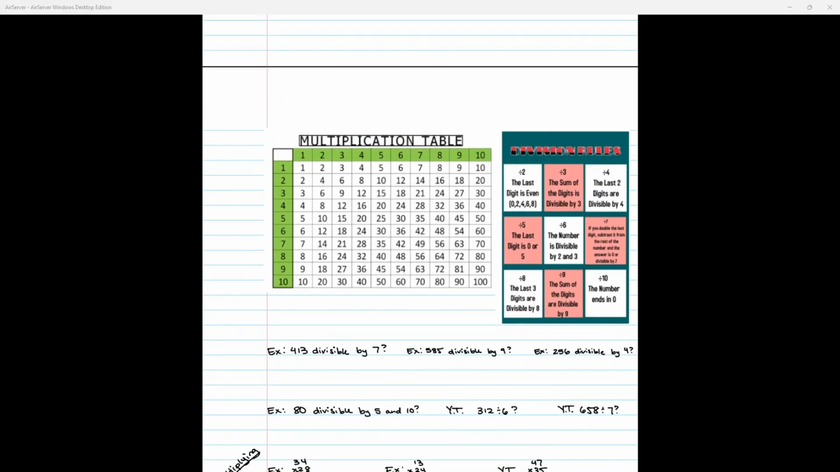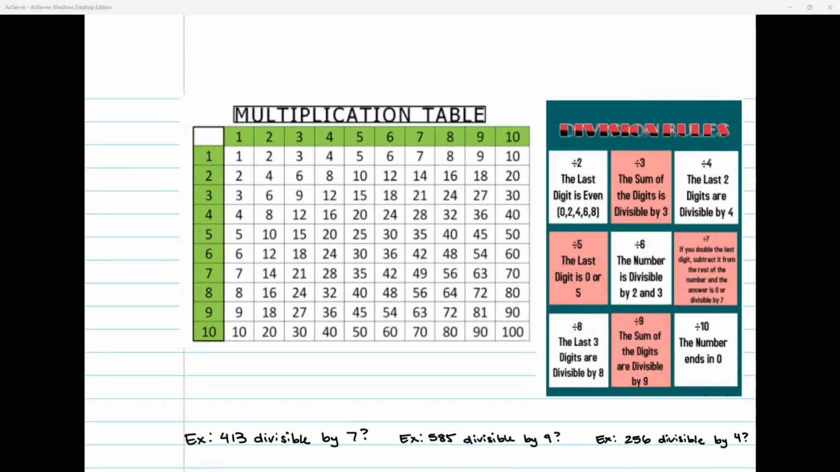Okay. In class, I gave you this multiplication chart and the division rules. I know that divide by 7 is kind of tough to see, but we'll go over it as we're moving along. The multiplication table, I'm going to leave it there just in case you guys need it. Hopefully you have those facts down.